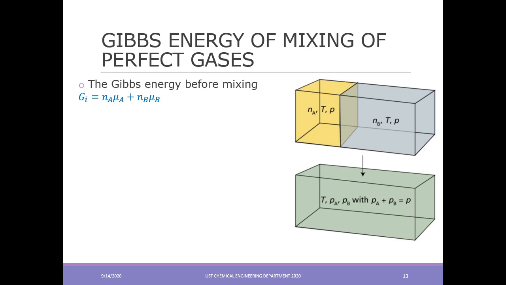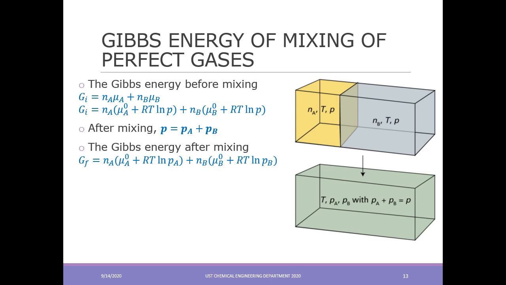Before mixing, the initial total Gibbs energy of the separated gases is given by G_i = n_A μ_A + n_B μ_B. Substituting the expression for chemical potential from the previous slide, we get this equation. When the partition is removed, the total pressure P becomes the sum of the partial pressures of A and B. The final total Gibbs energy then becomes this expression. Take note that the pressure in the given expression already shows the partial pressures P_A and P_B.